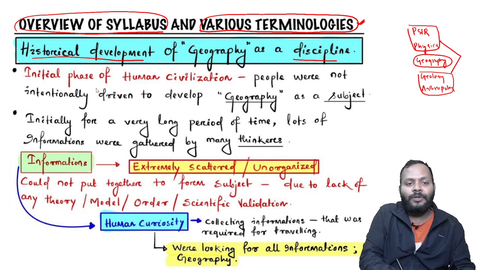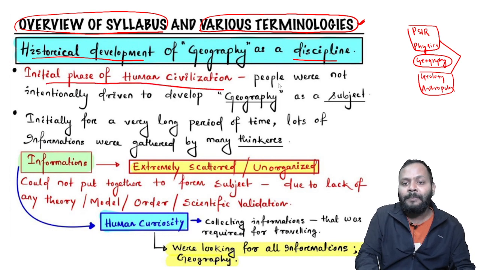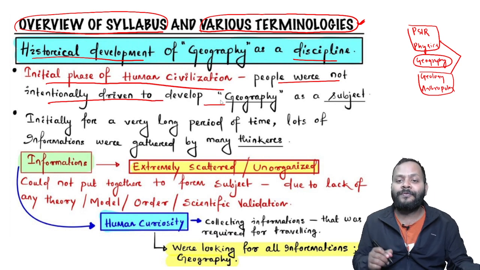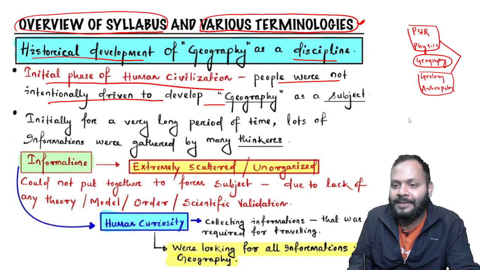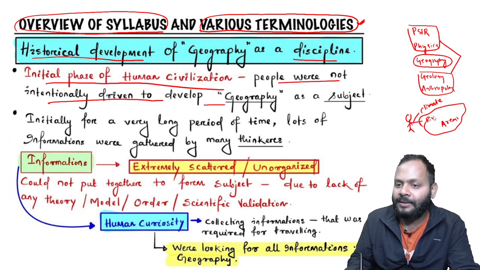Now, in the initial phase of human civilization, people were not intentionally driven to develop geography as a subject. Say there is a person and this is an area. Now the person wants to have some idea about the climate, about the river, about the roads.